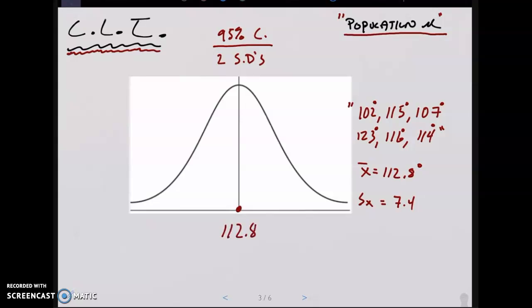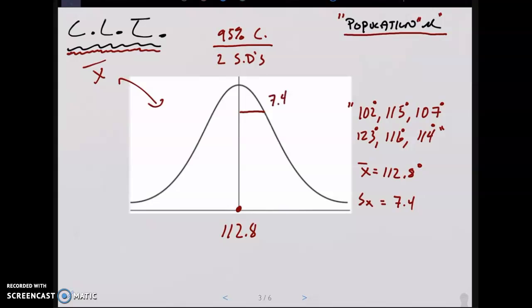And the standard deviation. Since this curve here represents all possible x bars, if I took 6 samples, sometimes I would get a mean of 112.8. Sometimes I'll get a higher mean. Sometimes I'll get a lower mean. But the mean of all of the samples should be pretty close to the population mean, which we call mu. So from here, I'm going to find the standard deviation, which is 7.4.